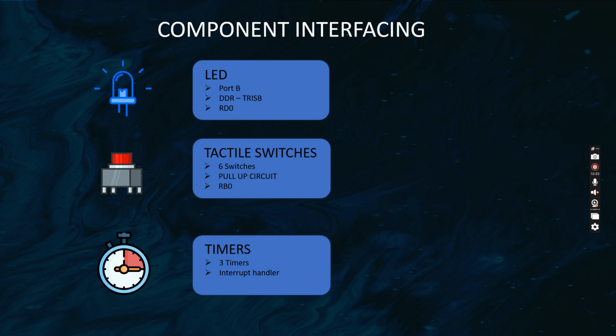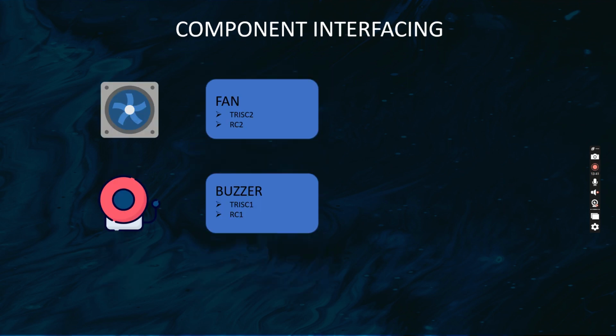There are three timers in this microcontroller, named timer 0, timer 1, and timer 2. After the program is completed, like after the user input is taken, we need to run the washing machine. So to simulate the running of the washing machine, we are using a fan here. And after the program is complete, to alert the user about the completion of the program, we use a buzzer.